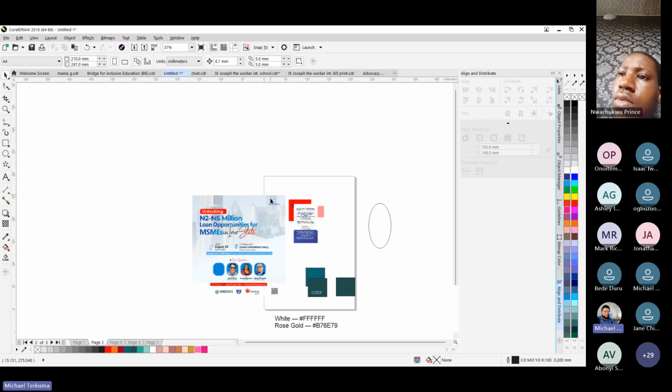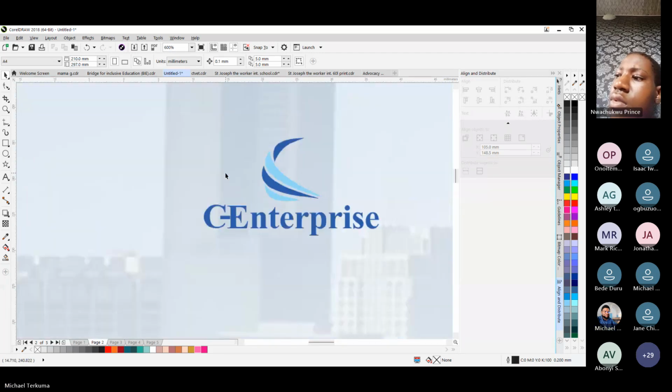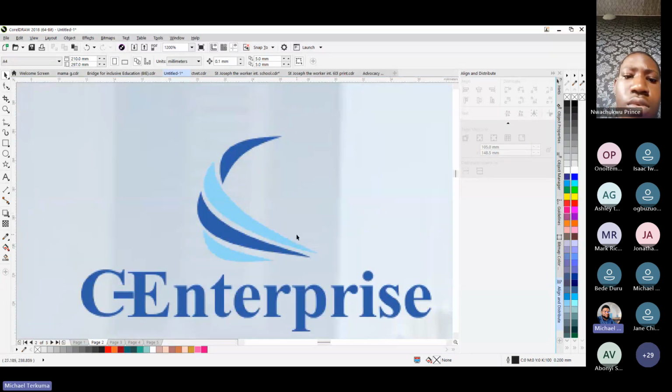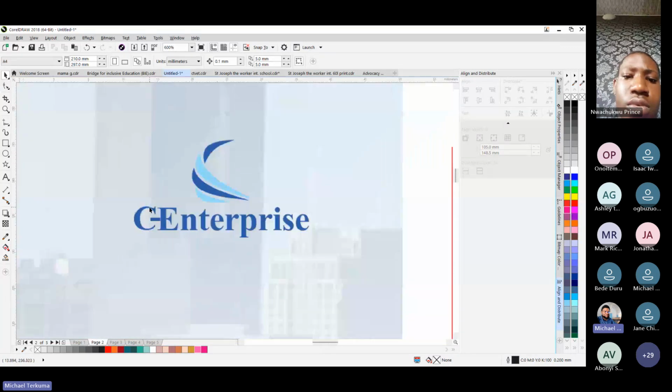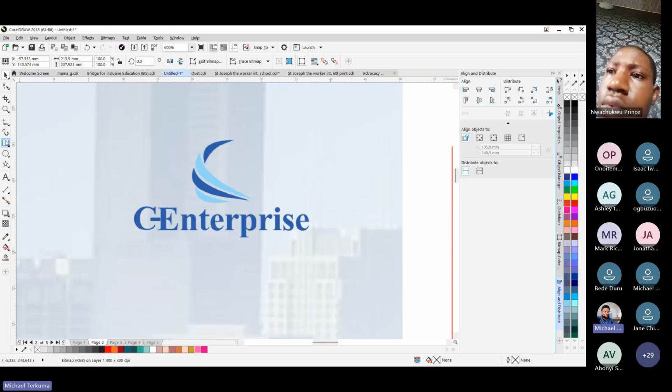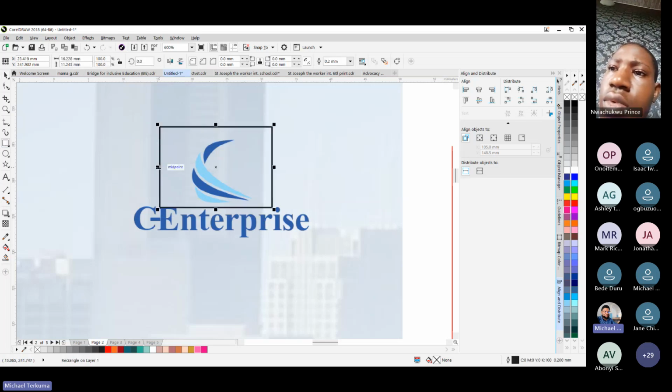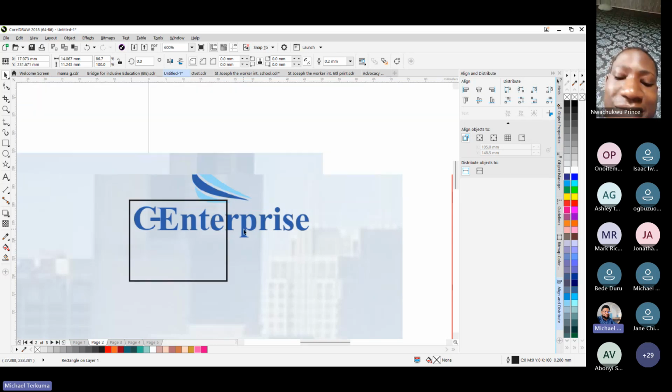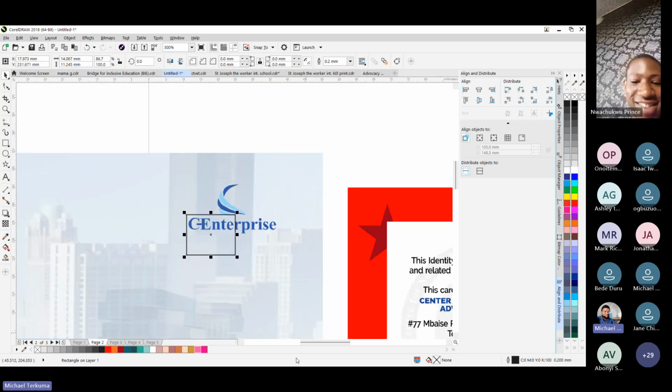Like Enterprise here, this is an abstract logo of Enterprise. So Enterprise can be written with the name on it or with this logo only. In the situation where you represent only this logo, you still see it as Enterprise. We have a number of them.